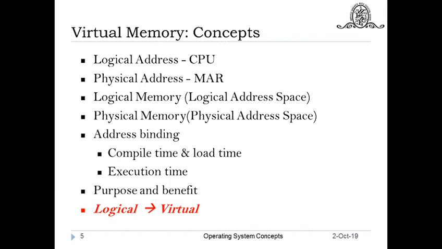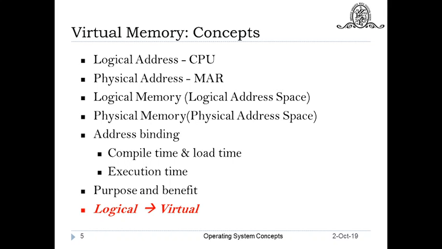Generally there are three types of address binding: compile time, load time and execution time. Compile time and load time address binding generate similar physical as well as logical addresses, whereas execution time address binding generates different physical address and logical address. So whenever the CPU executes any process, it creates a logical address and that differs from the physical address. So there is a need of mapping also. We will see the purpose of virtual memory as well as how that mapping is implemented.